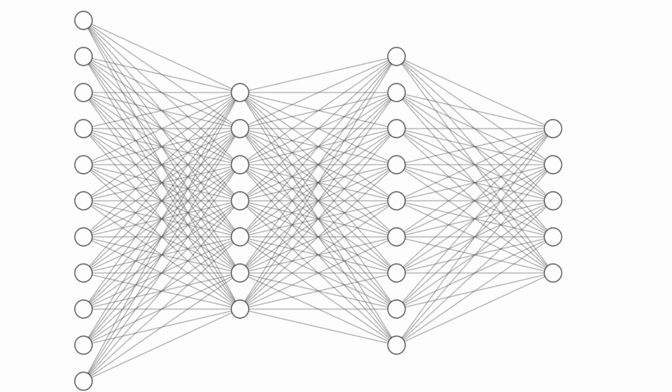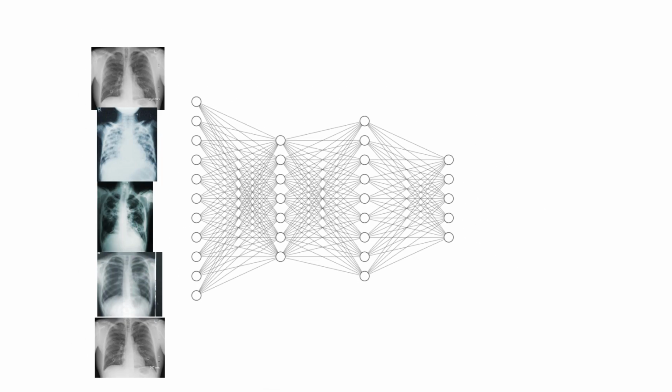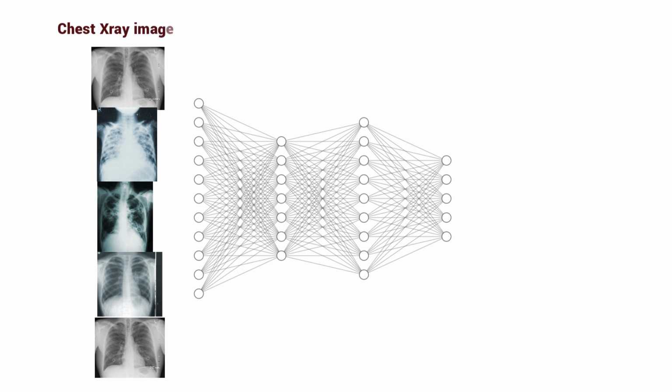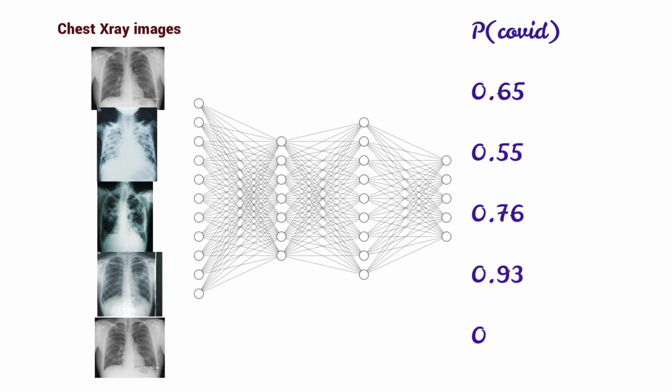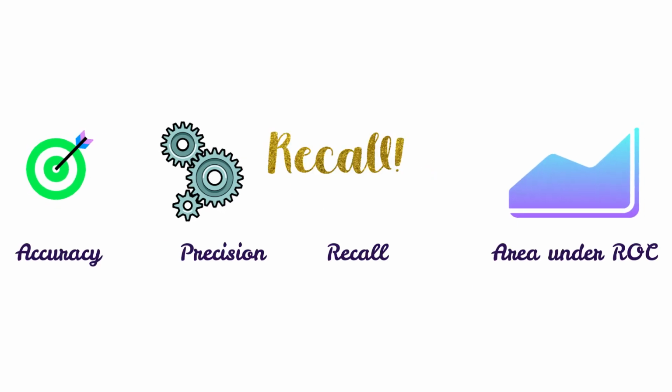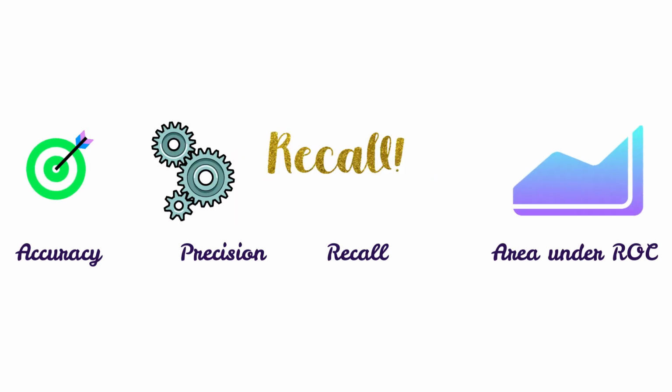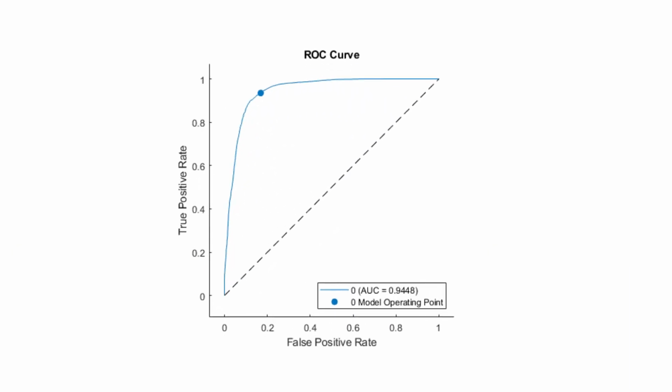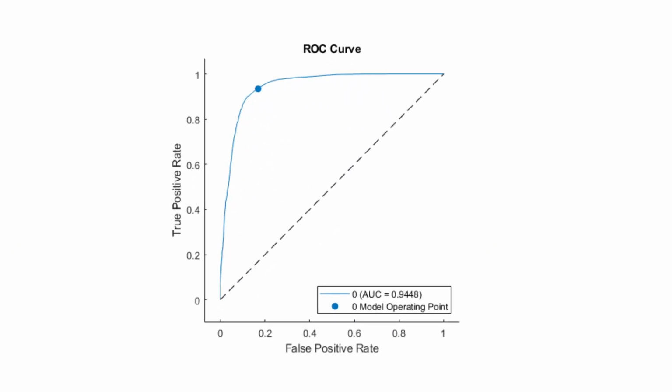Suppose we have a deep learning model which takes in chest X-ray images and gives the probability of the image being from a COVID patient. So how do we know and compare the performance of this model with other models which are doing the same thing? For this we have metrics like accuracy, precision, recall, and area under the ROC curve. In today's video, we will see how an ROC curve is plotted.